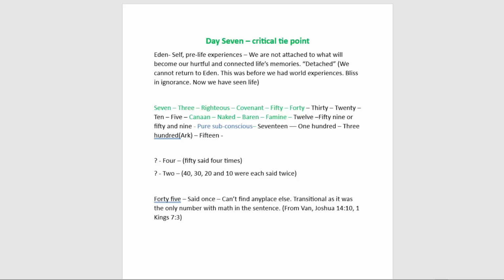Okay, what we're looking at here is the list. I'm starting to collect those analogs. And Eden is what I've got there at the top, the day 7. This is the critical tie point. And this emerges from the first of the 2 creation stories. This one is the 7-day creation, where 7 is said 3 times.